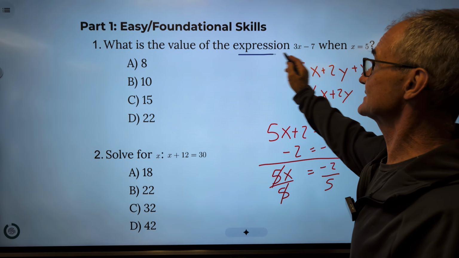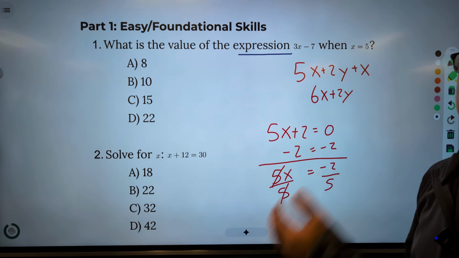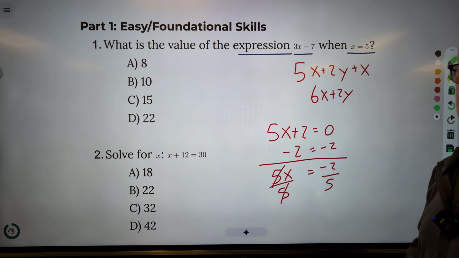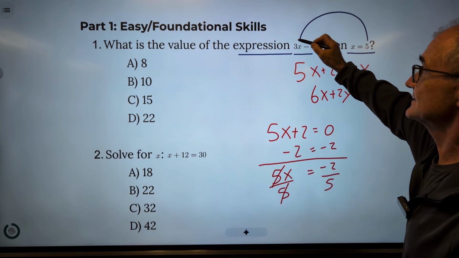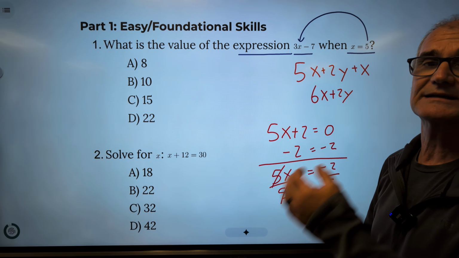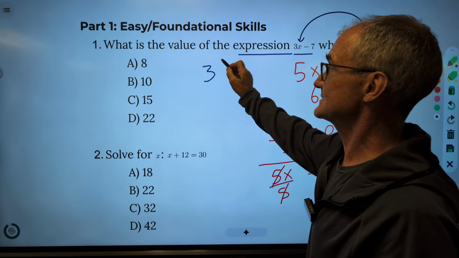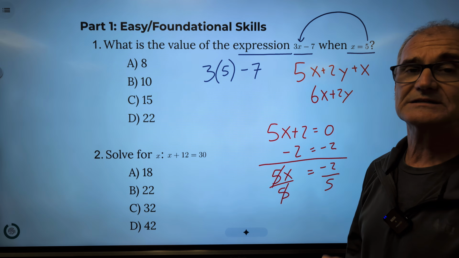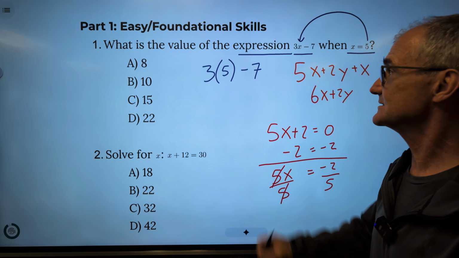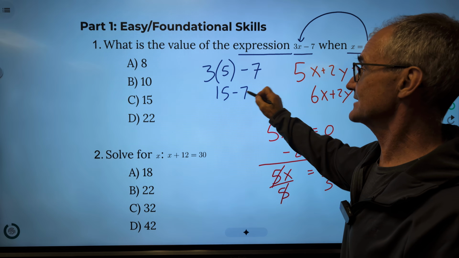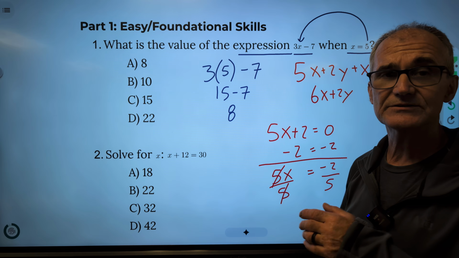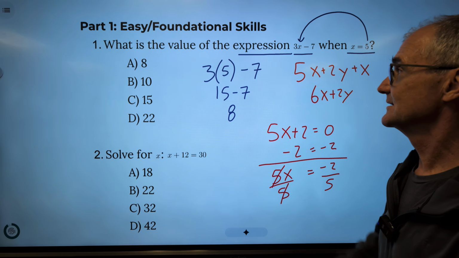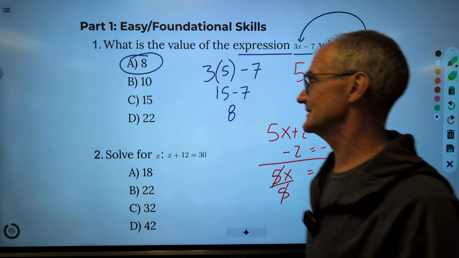What is the value of the expression? I can't solve. I could just evaluate. 3x minus 7 when x is 5. Well, it is saying x is equal to 5. It is no longer an unknown. Take that 5, plug it into the expression. 3 times x is now 3 times 5 minus 7. Order of operations is multiplication before subtraction. 15 minus 7 is 8. And you can see if you don't have your multiplication tables dialed in, then algebra is pretty tricky. So correct answer, answer A right here.